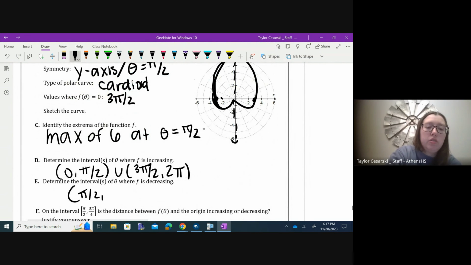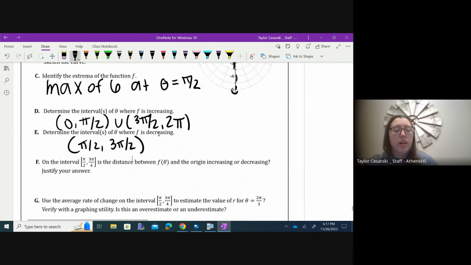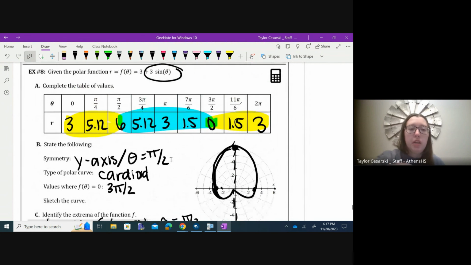Remember, we generally use parentheses with increase, decrease, because at those endpoints, it's neither. And what we say is the derivative would be 0. Again, you don't know what derivative is. It's just really a rate of change is 0. All right. On the interval pi over 2 to 3 pi over 4, is the distance between f of theta and the origin increasing or decreasing? This is the question we just did, but in a different context.